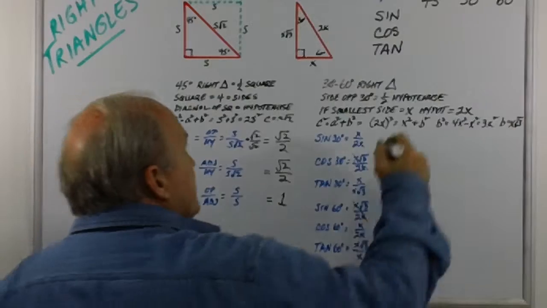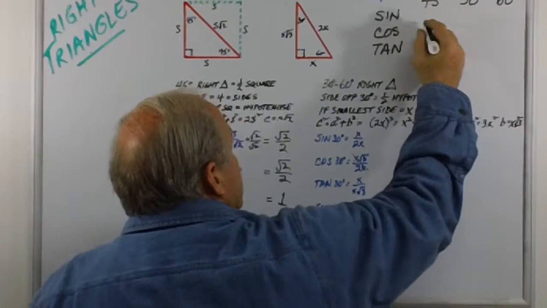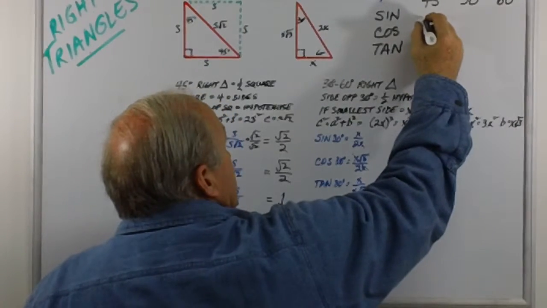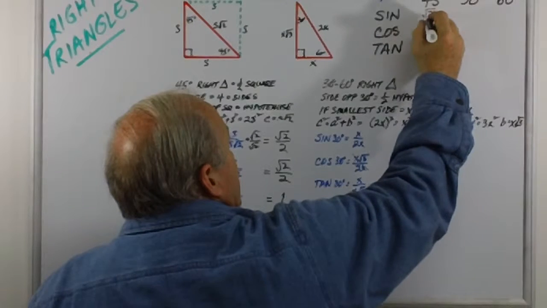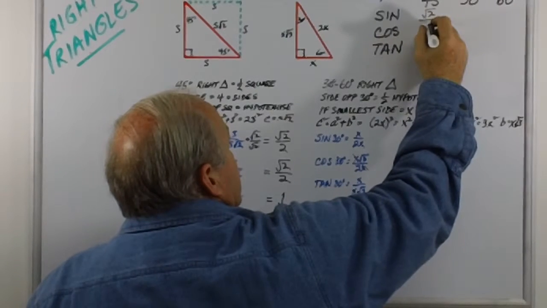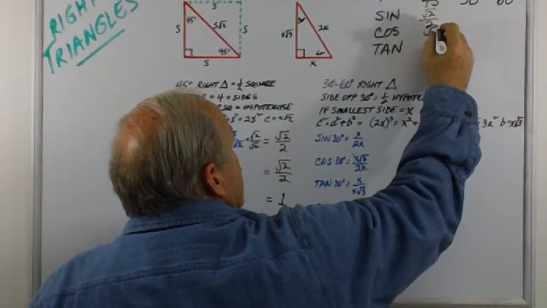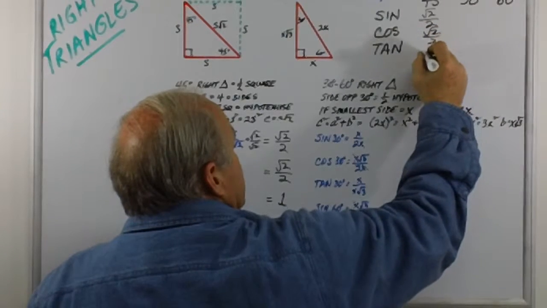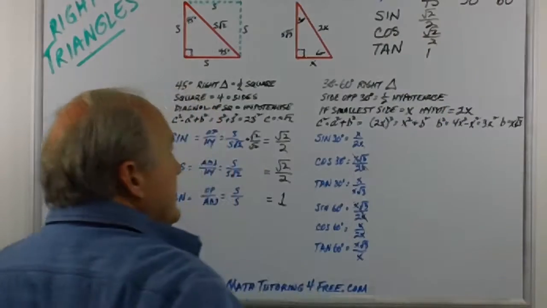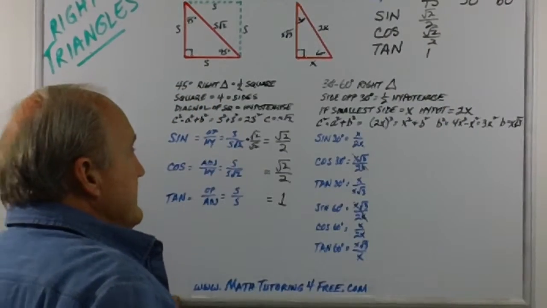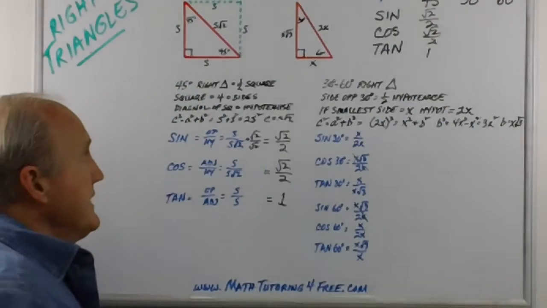So let's put these up, and this is what I'm hoping you can lock in on and commit to memory. The sine is the square root of 2 over 2. The cosine is the square root of 2 over 2. And the tangent is equal to 1. All right, let's do the 30-60 degree triangle.